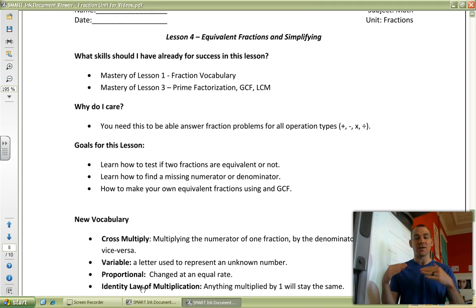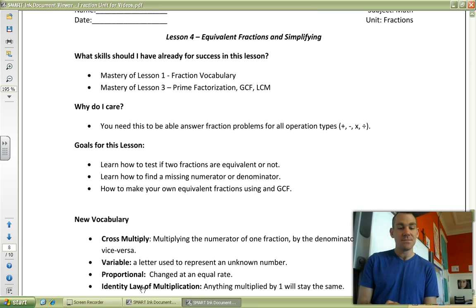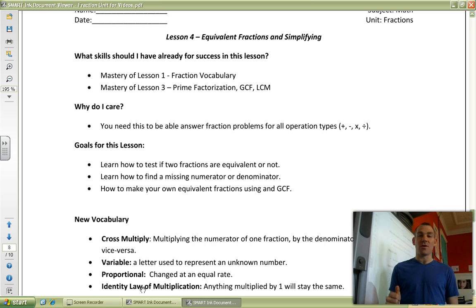Goals that I have for you for this lesson are to help you learn how to test if two fractions are equivalent or not, learn how to find missing numerators and denominators, and we're going to look at an actual problem using least common multiple for that, and how to make your own equivalent fractions using greatest common factor.